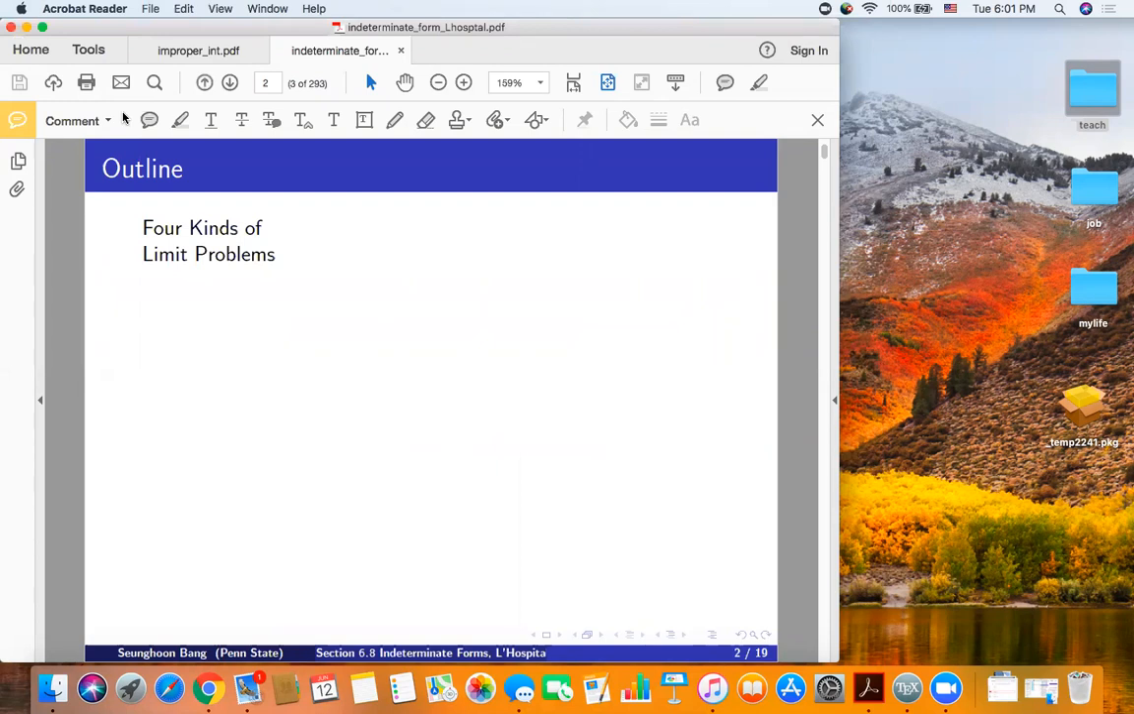In this section, I want to talk about 4 kinds of limit problems. The first one, limit of f of x over g of x as x approaches a. Second one, limit of f of x times g of x as x approaches a. Third one, limit of f of x minus g of x as x approaches a. Last one, limit of f of x to the g of x as x approaches a.